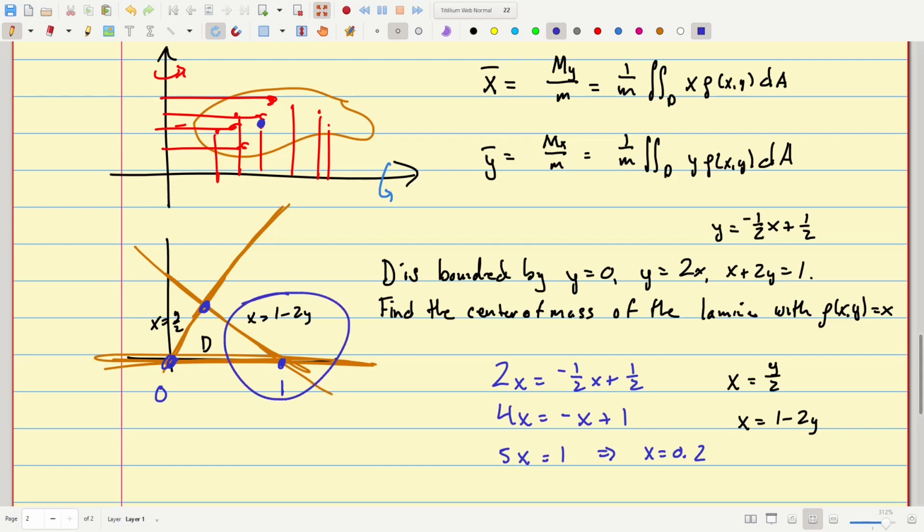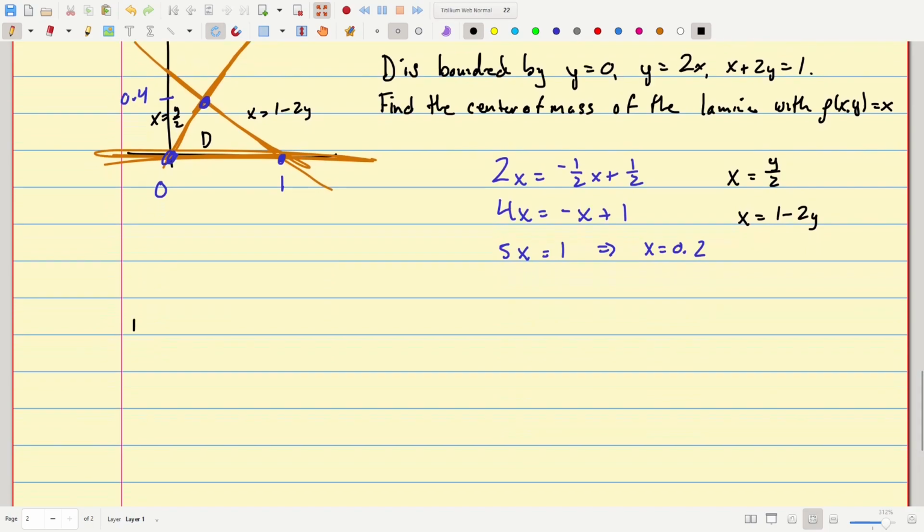This is 1 because if I plug in y equals 0 to this equation, I get x equals 1. That's where these 2 lines have to intersect. And then up here, we figured out that x is equal to 0.2. So it has to be 0.4, because it's y over 2 and I multiply by 2.